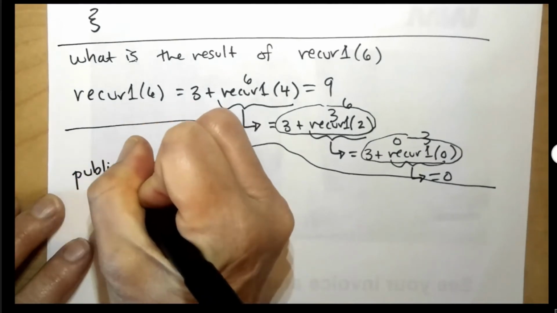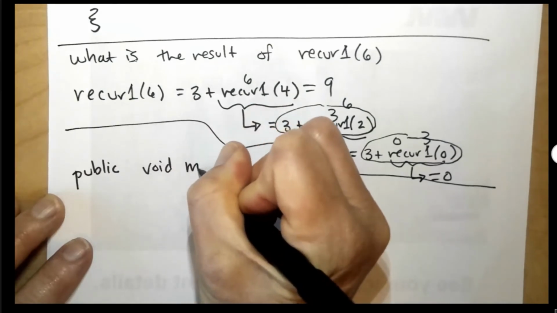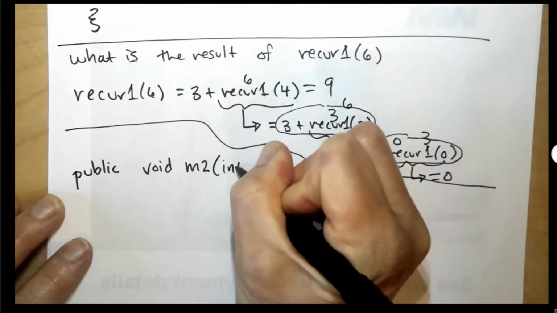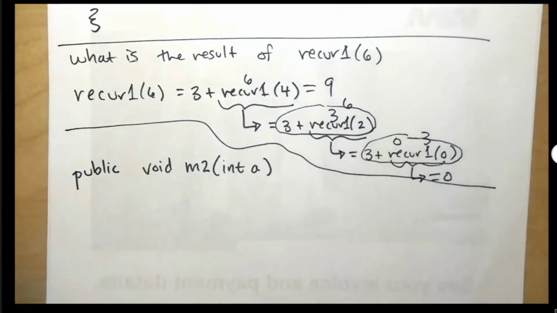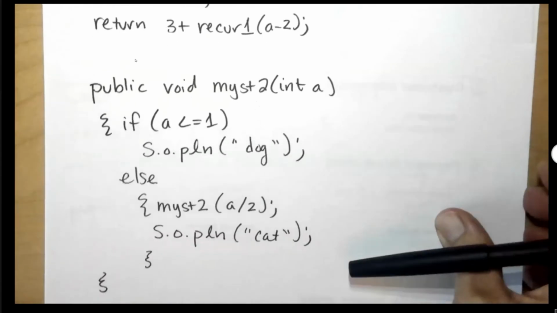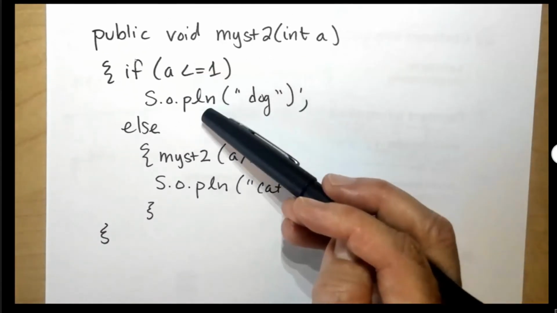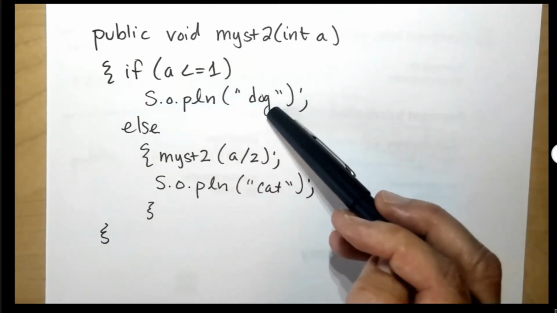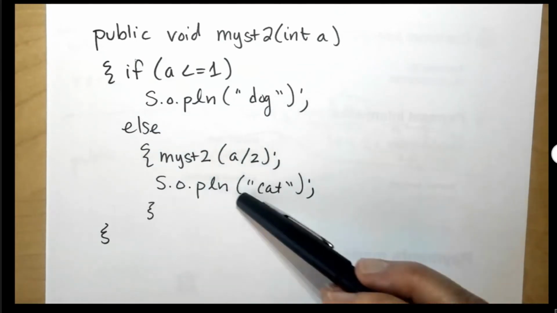So this is public void, I'm just going to call it M2, and it takes in int A. Actually, you know what? I have this one written out. Here it is. So mystery 2 says if A is less than or equal to 1, we print System.out.println the word dog, else you call mystery A divided by 2, and then you print out cat.